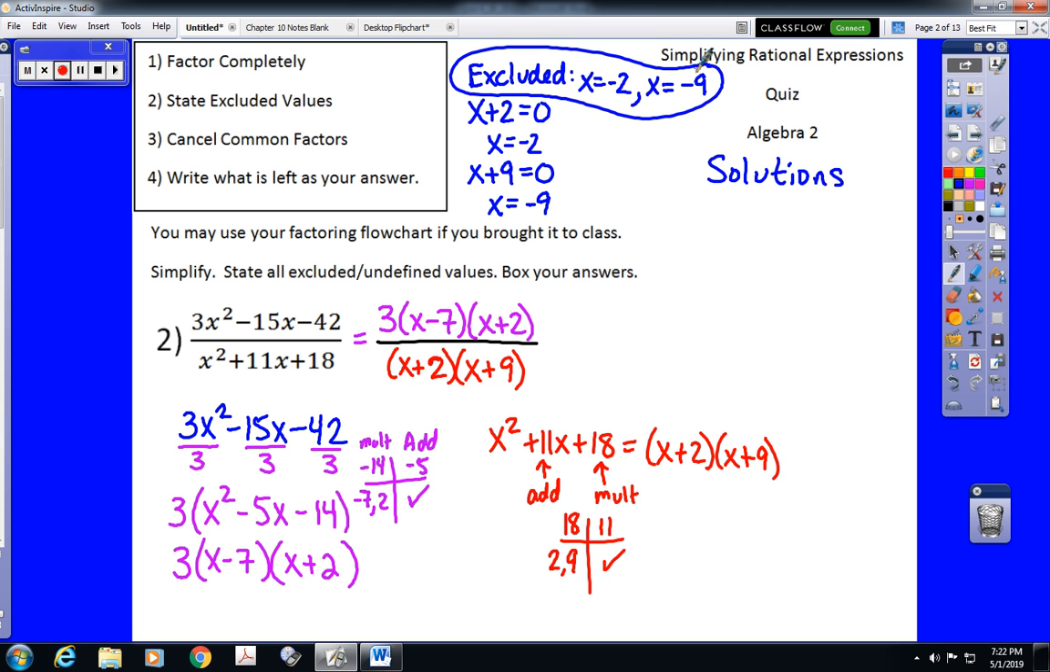So that moves us to step 3, canceling. If we look at what we have in the problem, there's only one thing that cancels. We have an x plus 2 on the top and an x plus 2 on the bottom. Those will cancel. And then we write what's left as our final answer. So we have 3 times x minus 7 over x plus 9. Now notice I am not multiplying that out. I'm simply writing what is left. That's the answer for number 2.